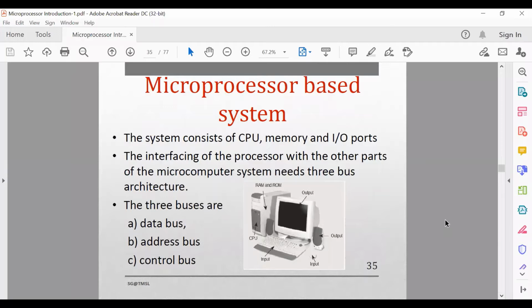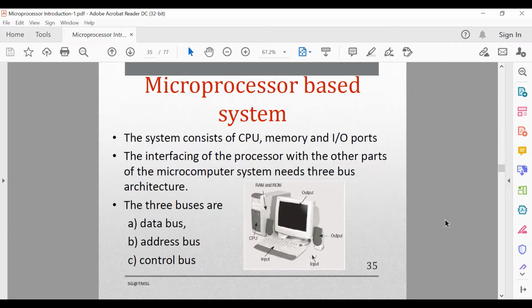Now in a microprocessor based system there are three buses: data bus, address bus and control bus. This bus does not mean a private transport bus. This bus means lines or wires through which the signal will be transferred. And how many types of buses are there? Data bus, address bus and control bus.